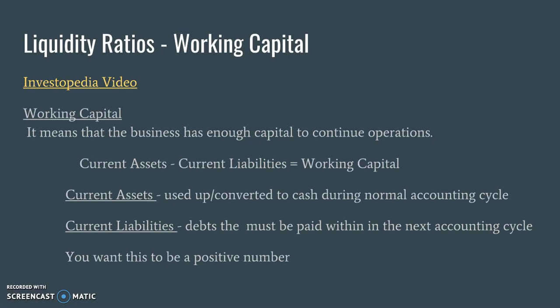And our liabilities, which is all of our account numbers in the 200s, is going to represent our debt, or what we owe. This is the debts that must be paid within the next accounting cycle. So current assets minus current liabilities gives us our working capital. You want this to be a positive number, which means assets are greater than liabilities. If it's a negative number, that's not good. That shows there could be a potential issue in terms of the ability to pay off liabilities.